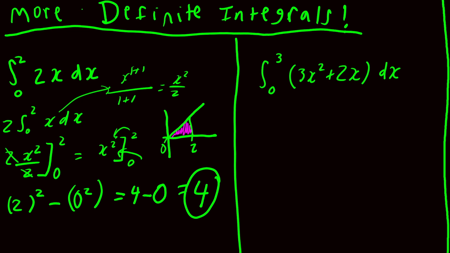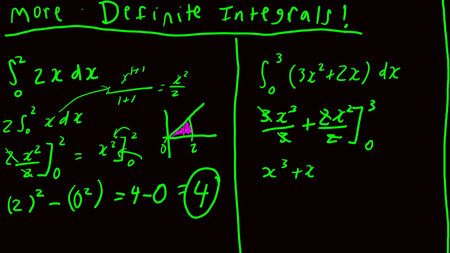Integral from 0 to 3 of 3x squared plus 2x dx. Now, this is a little bit trickier, but we can still do it. Same thing with derivatives, you can distribute the integral. So we take the integral of 3x squared, which is 3x cubed over 3, plus 2x squared over 2, with bounds 3 to 0. I'm going to cancel these out to make it a little bit easier for myself.